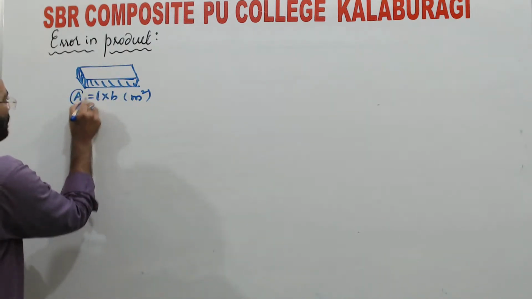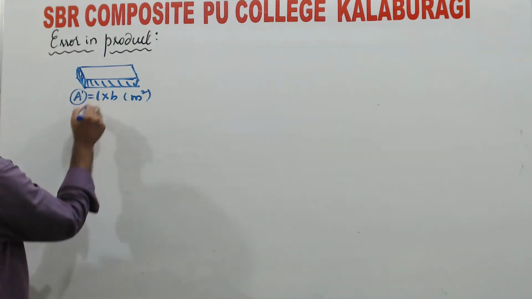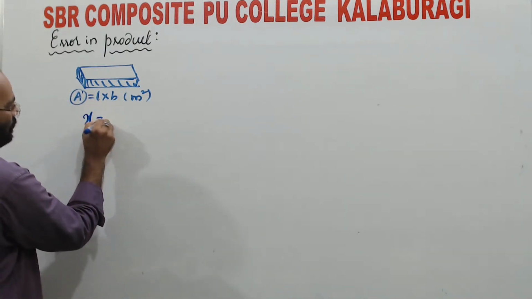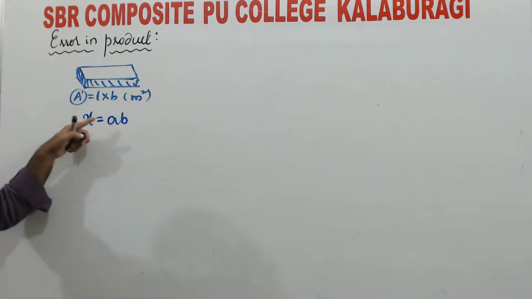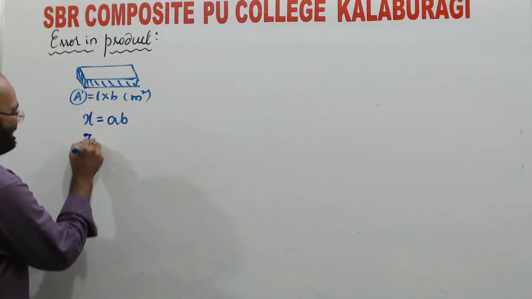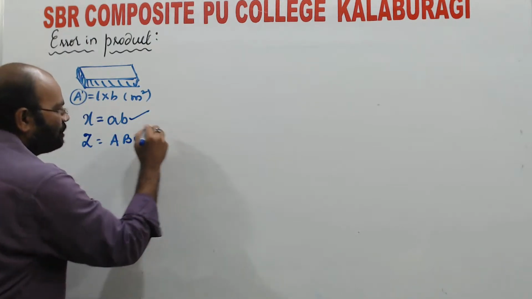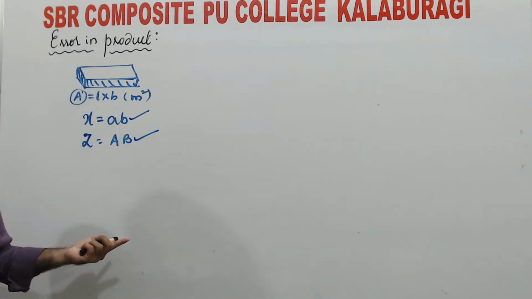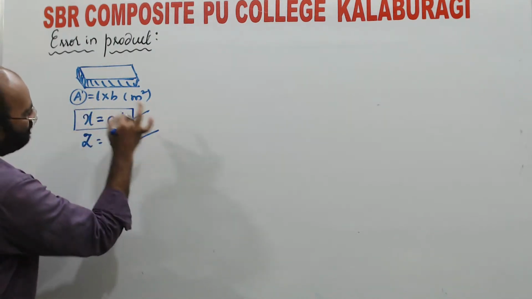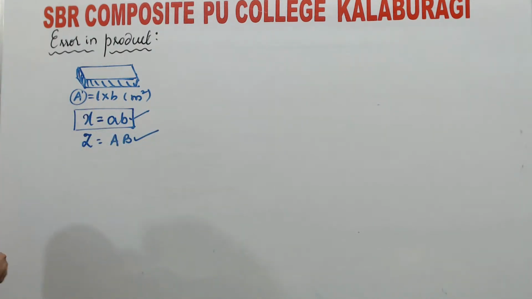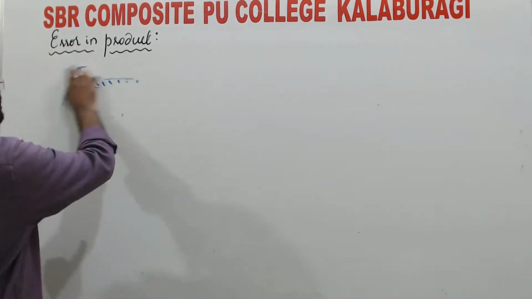Similarly, for the product, I will write this one as x equals a times b. Of course, you can take any parameters. In the textbook, it is given as Z equals capital A and capital B. You can take either one; it doesn't matter, the result will be the same. I will go with x equals A and B. Therefore, now I will simplify this for errors in product.